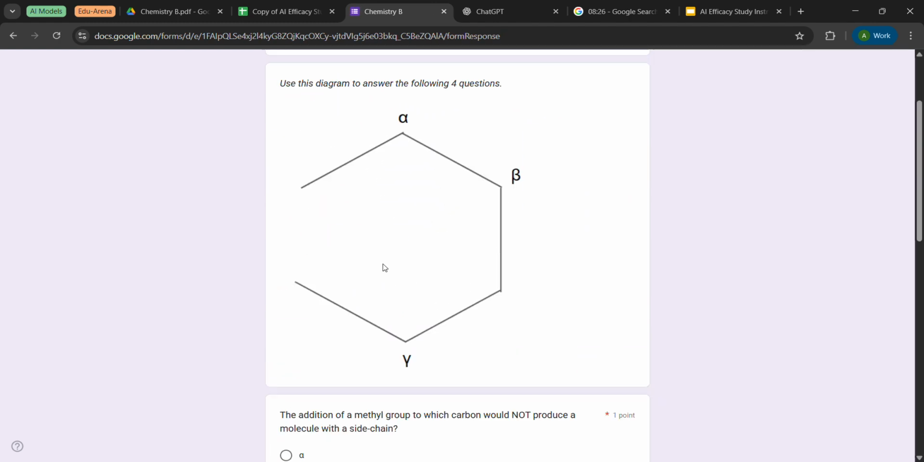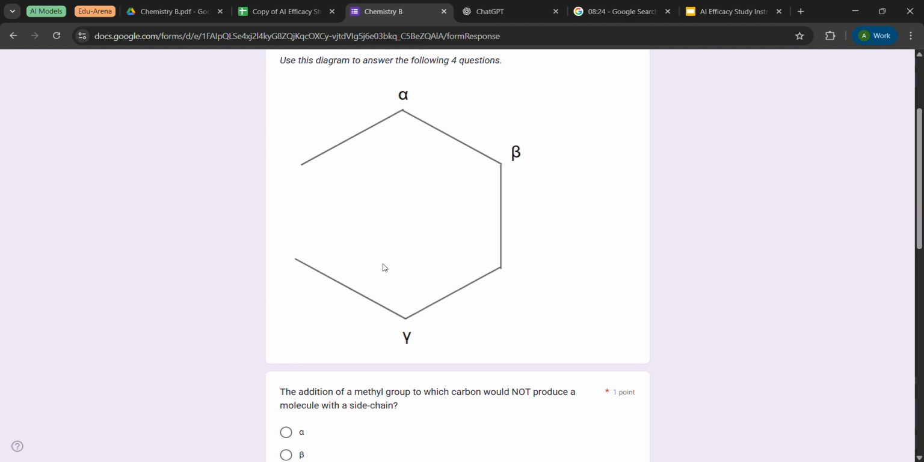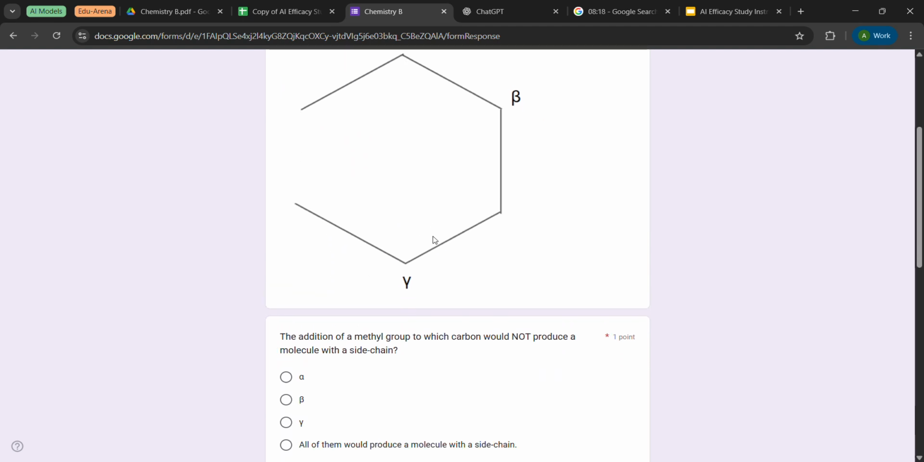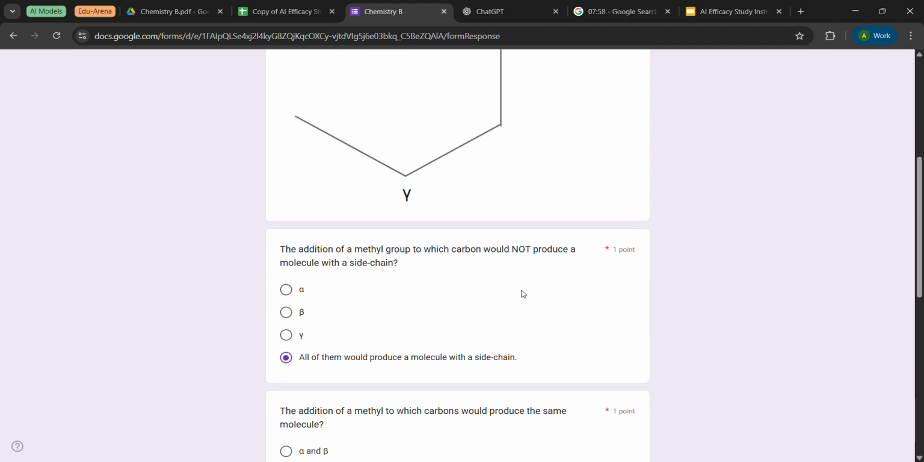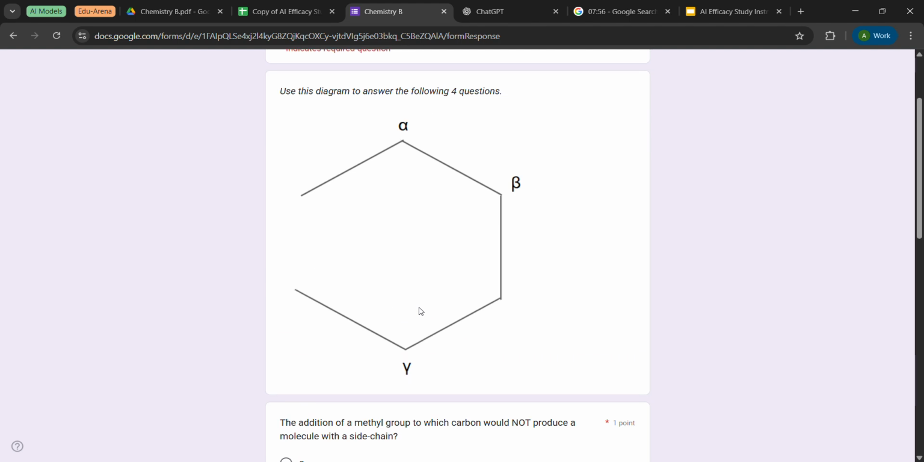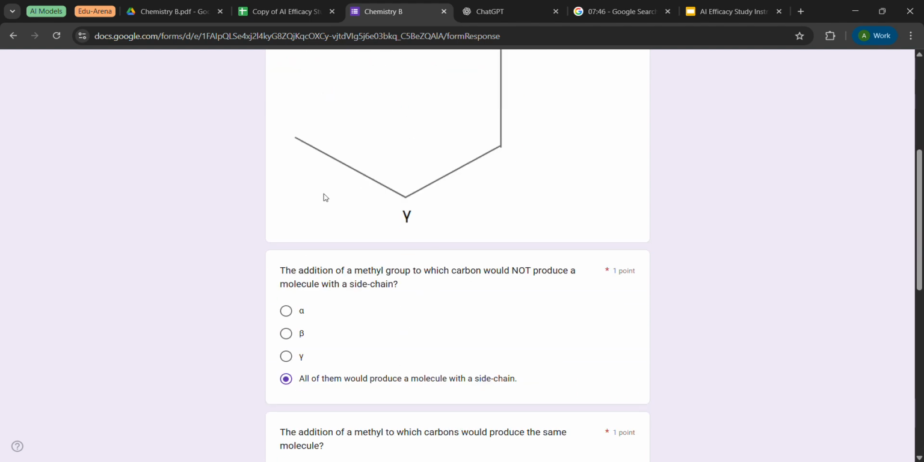Okay, so there's yet another test. The addition of a methyl group to which carbon would not produce a side chain? Alpha, no. Beta, no. Gamma, no. It would not produce. All of them will produce a side chain. Either you add it over here, or over here, or over here. This is again the longest chain. Over here again the longest chain. Over here again the longest chain.